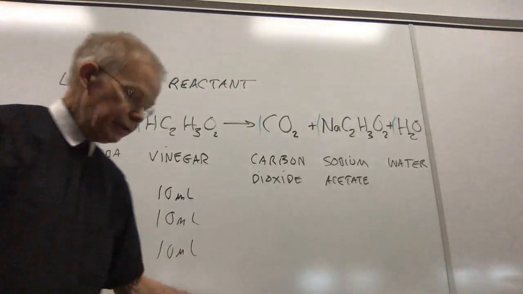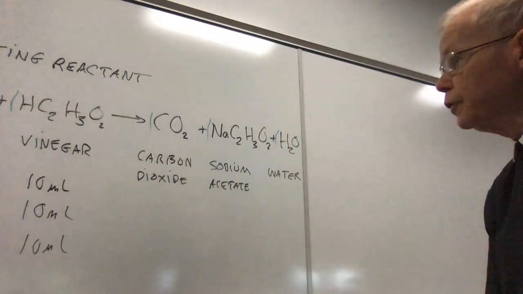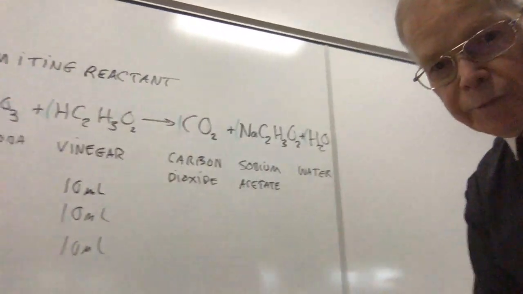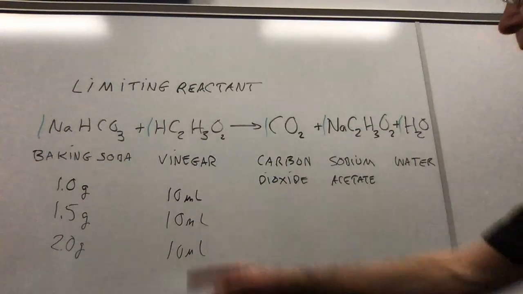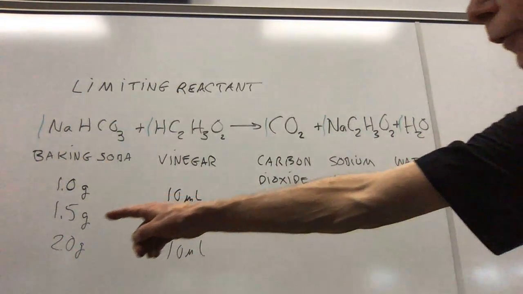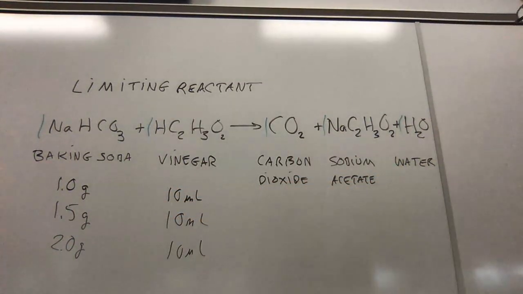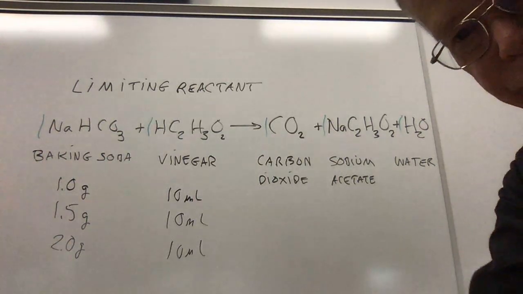And the idea behind this experiment is to see how much CO2 we can make. So let me go back and show you this once again. 10 milliliters of the acid each time, and then my baking soda, 1, 1.5, and 2 grams. And you'll see me as I put these things together. I'm going to stop the video at this point and go over to the lab table and put all the ingredients together for you.